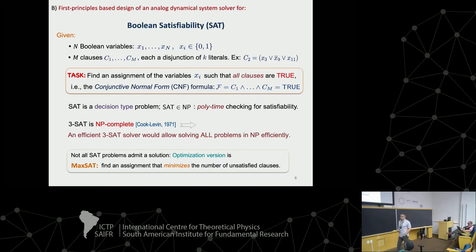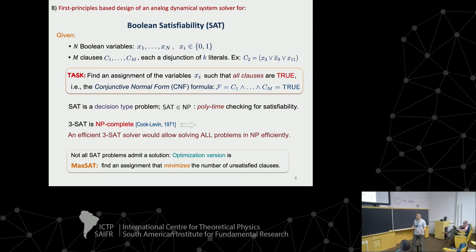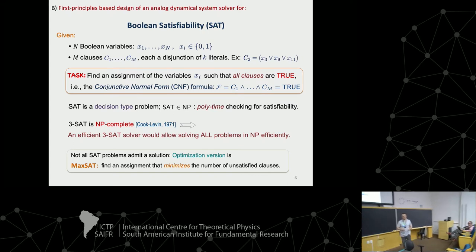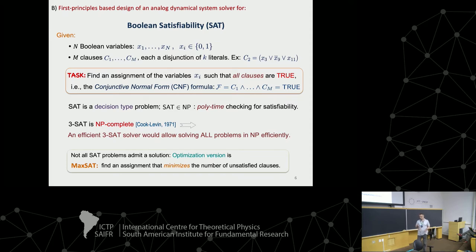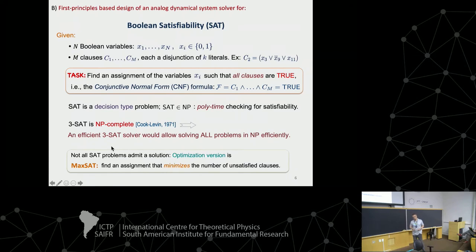But of course, life doesn't always give you solvable problems. You might have constraints that you don't even know a priori are conflicting head-to-head. You cannot satisfy them both at the same time. So in this case, you want to find the best solution in the sense that you want to maximize the number of satisfied clauses. That's why it's called MaxSAT, or you want to minimize the number of unsatisfied clauses, okay?